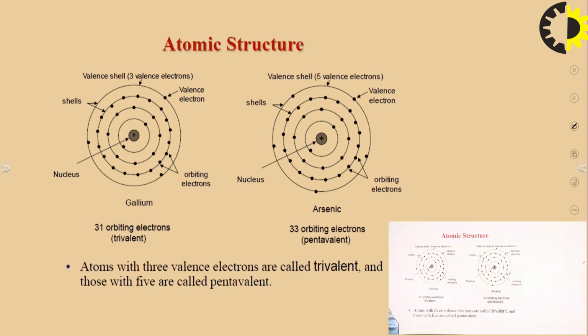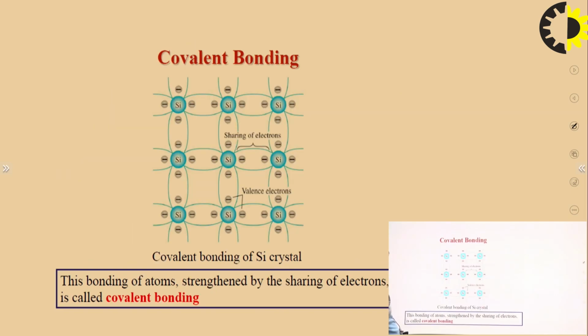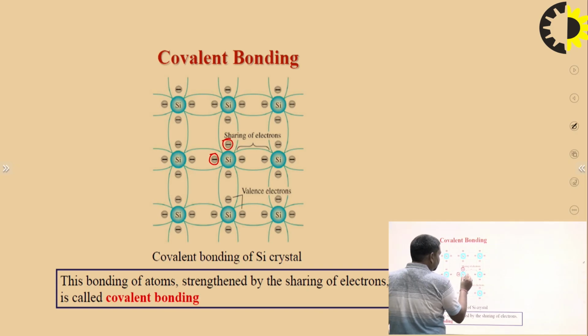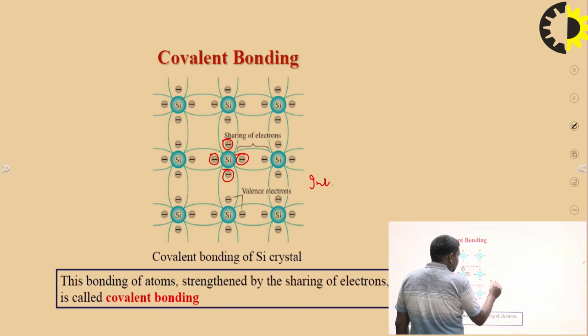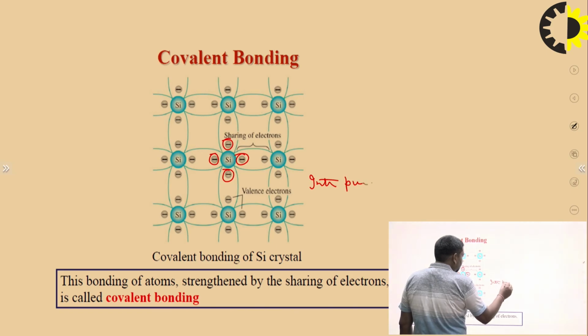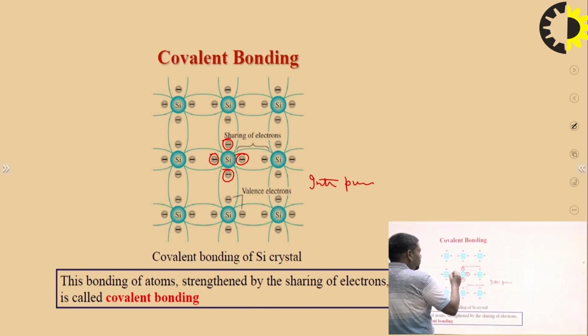This is the simple structure of covalent bonding of silicon. Silicon has an outermost orbit of 4 electrons. This is an intrinsic semiconductor, a pure semiconductor of silicon. The atoms form covalent bonds, sharing electrons. This is the covalent bonding of silicon.